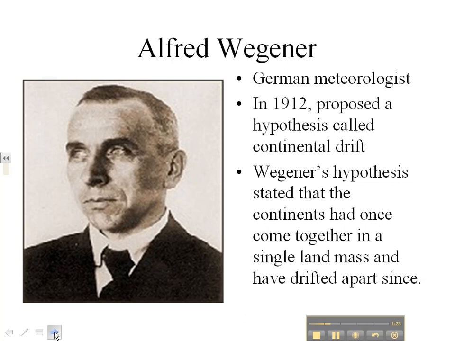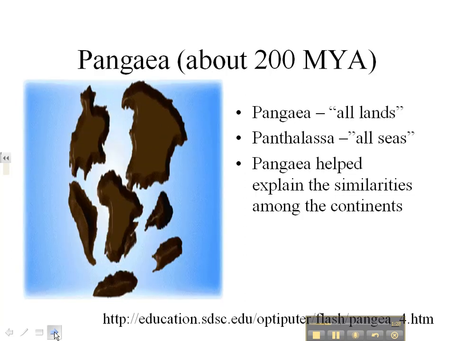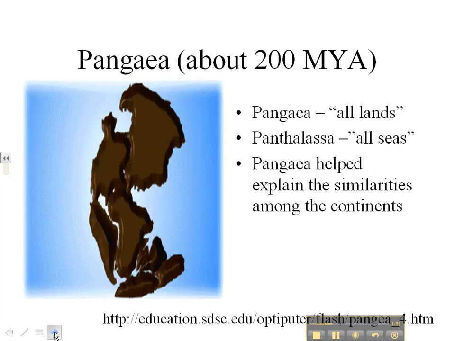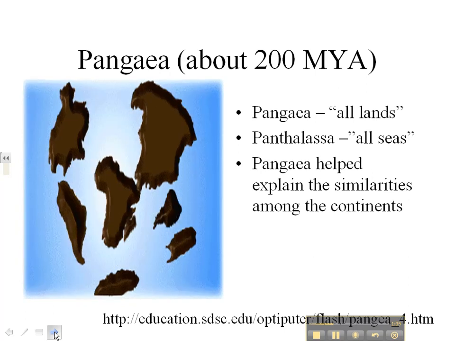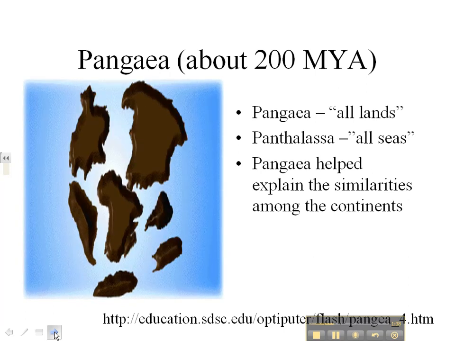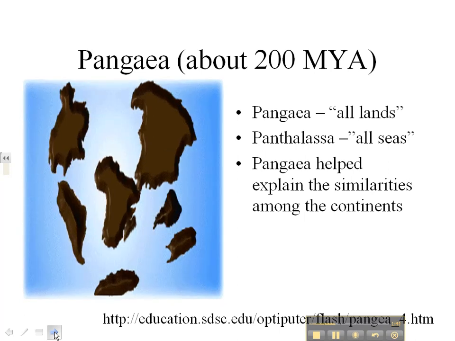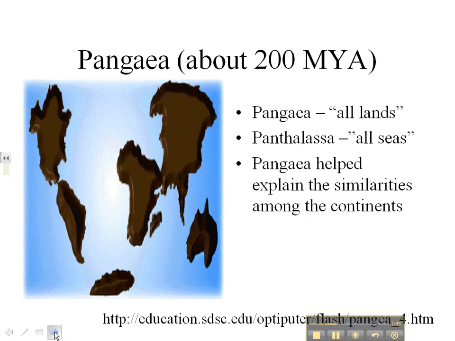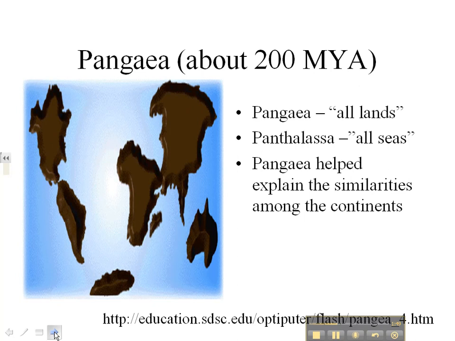So going back to what he originally thought, the idea of one large landmass called Pangaea, and it being surrounded by Panthalassus, it's a mouthful, which means all seas, and he sort of based his ideas off of this, and he started building his evidence to support the idea that continents drifted apart over millions of years, and we're going to take a look at those pieces of evidence.